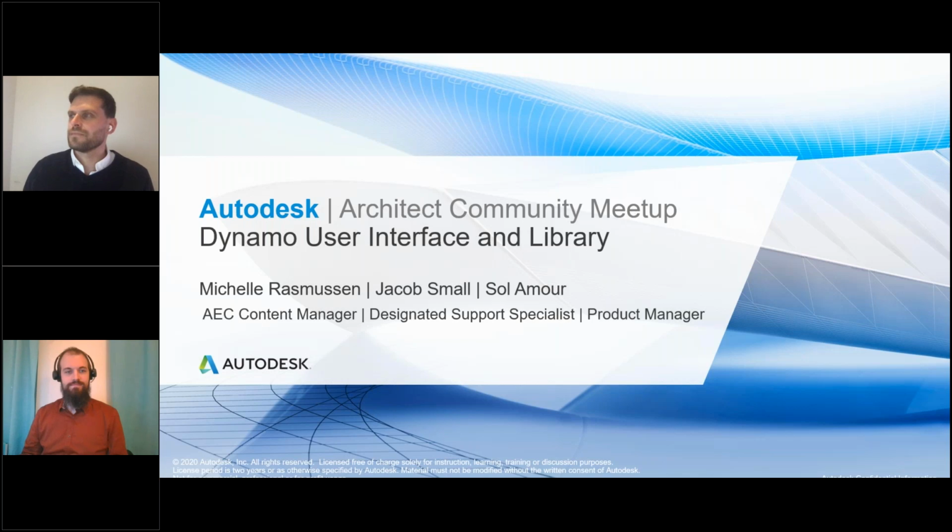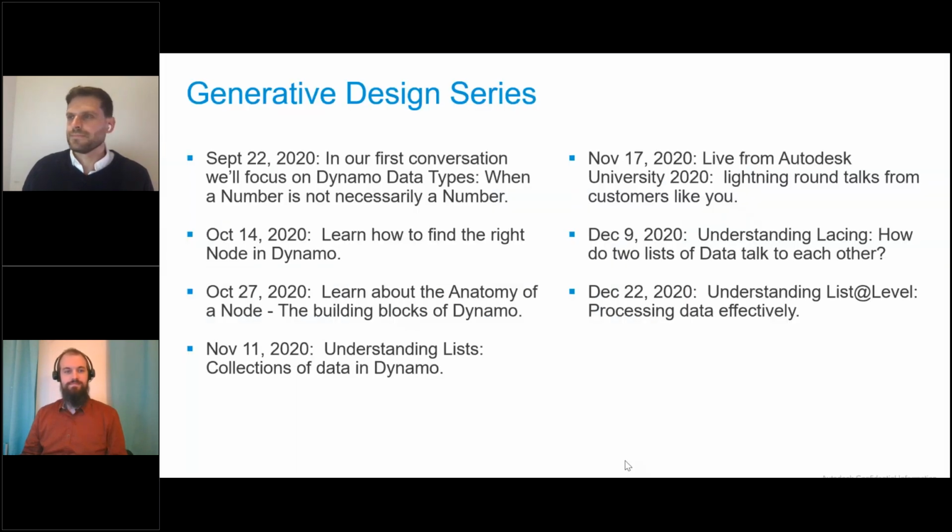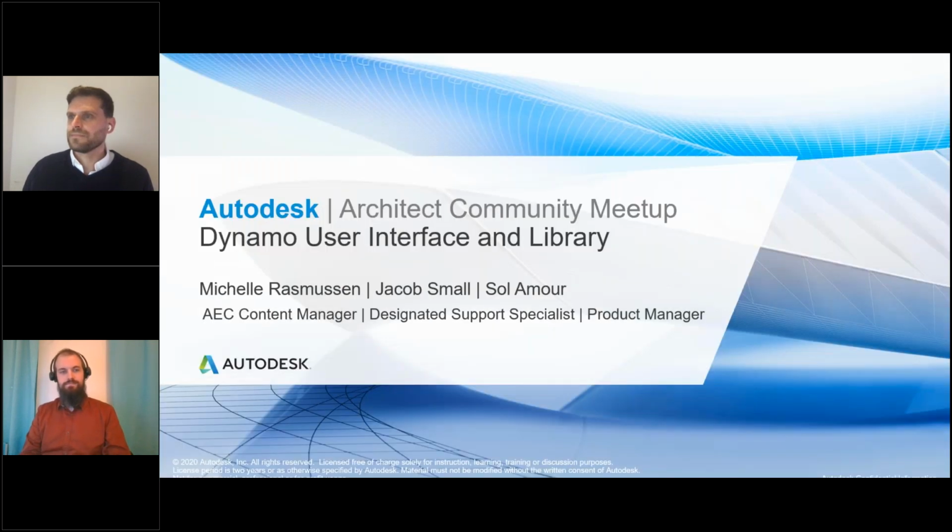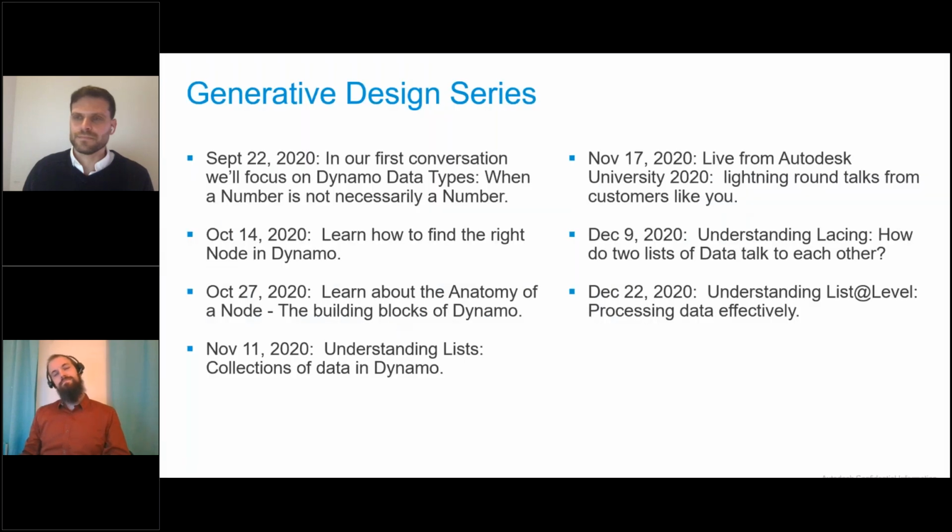It does look like our numbers are starting to steady off, so I'll go ahead and get started with just some orders of business before I turn it over to Jacob and Sol. This is going to be our generative design series. Today we are again talking about generative design, but specifically the Dynamo user interface and the library. We started the series on September 22nd, and this is our second one.